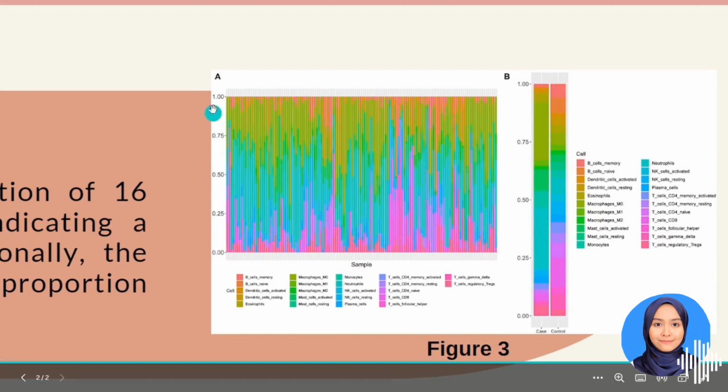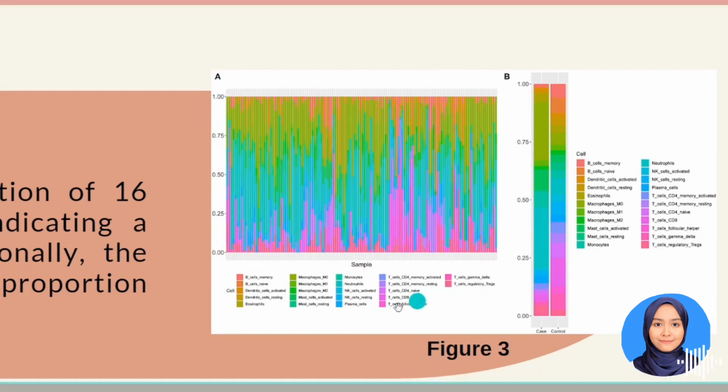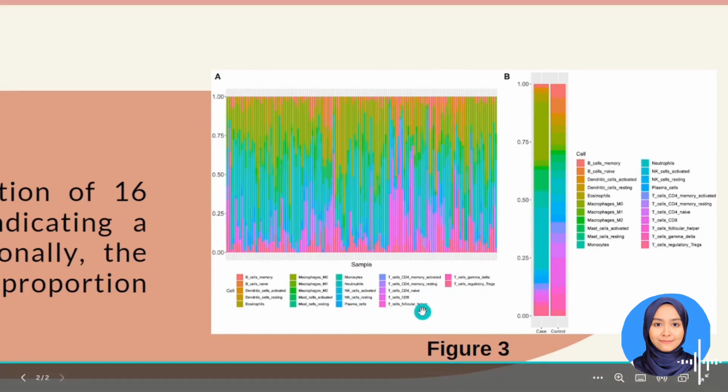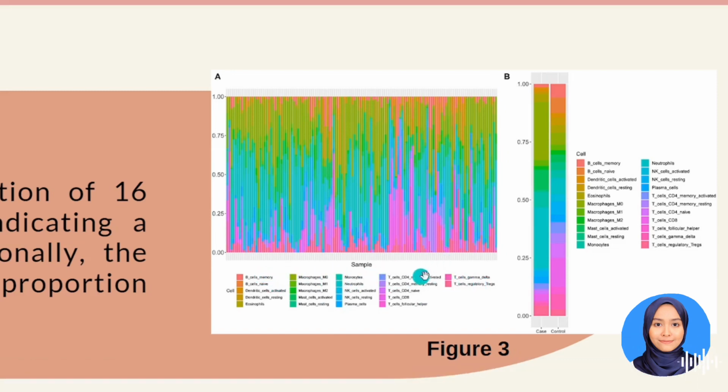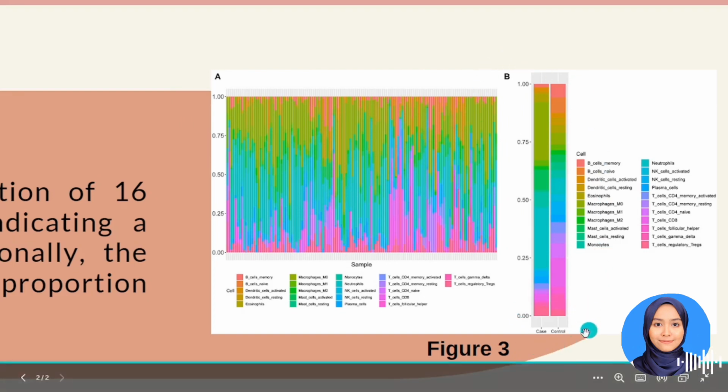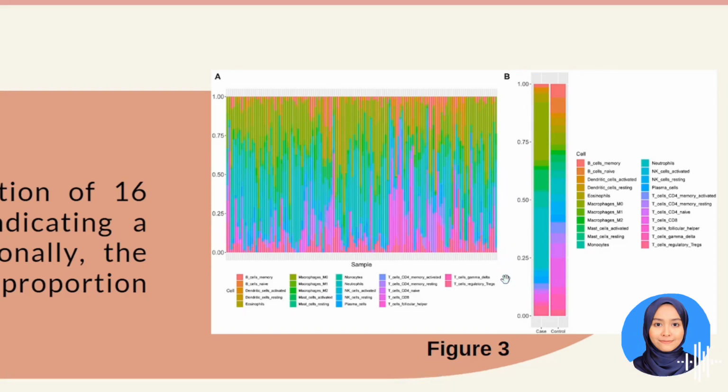In Graph 3a, the distribution of immune cell types in the 130 samples is depicted. The horizontal axis represents the 130 samples, while the vertical axis displays the percentage of each specific immune cell type. In Graph 3b, the immune cell composition in two distinct groups of samples is presented. The horizontal axis represents the two groups of samples, and the vertical axis represents the percentage of each immune cell type in the respective group.